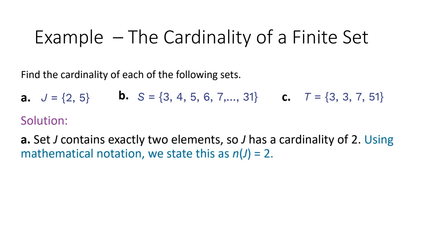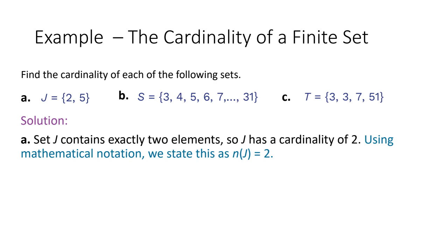Part B actually shows S, which starts with 3, 4, 5, 6, 7, and then we have the 3 dots, which is called the ellipsis sign. Remember that the ellipsis sign indicates it continues on that pattern. If you look at the previous one, the pattern was increasing one at a time. So the next ones would be 8, 9, 10, 11, and so on until you get to 31.